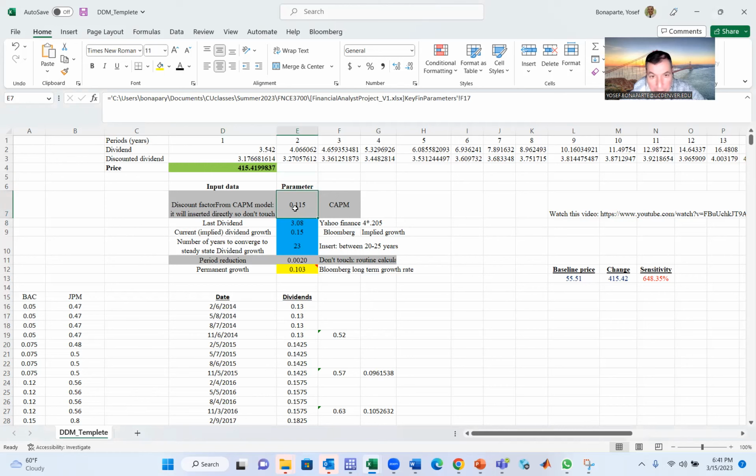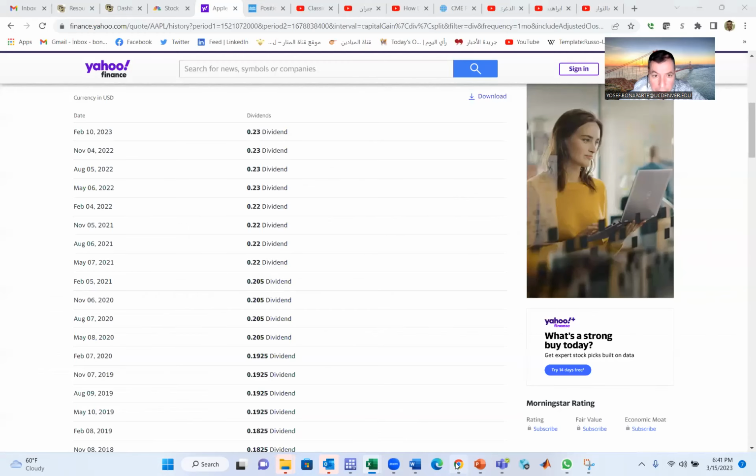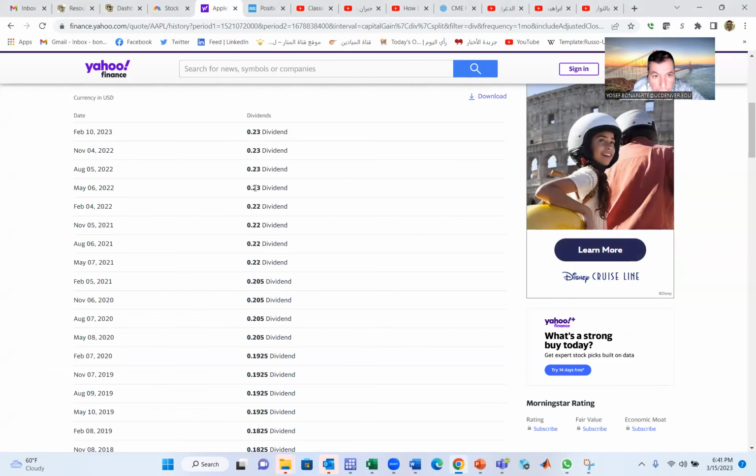Now, I think the discount factor from the CAPM model was around 11%. The dividend for Apple was 0.92 cents. The current implied growth, let's do that. How much is the current implied growth for Apple? So 23, 22, that's 88.